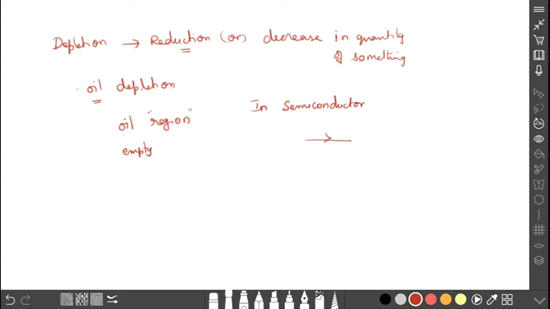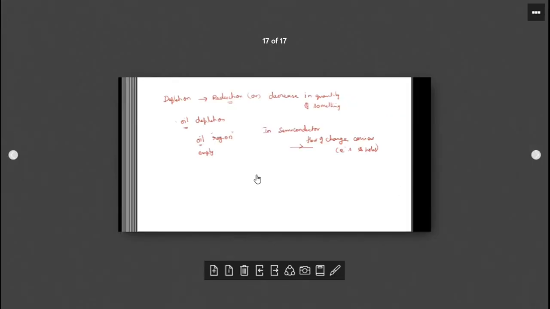So here, instead of oil, we are going to talk about charge carriers. That too, the flow of charge carriers, the movement of charge carriers. Here, charge carriers are nothing but electrons and holes. Okay, so now again we will go to the diagram and discuss the depletion region.